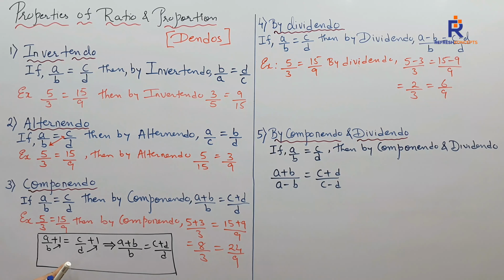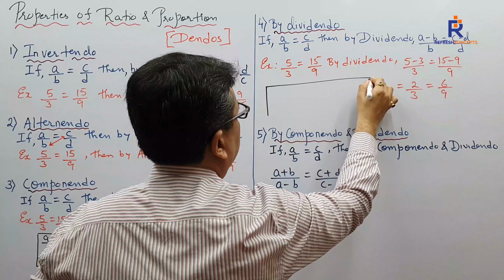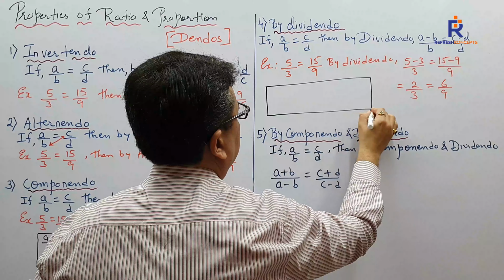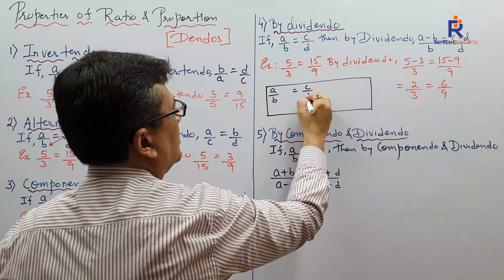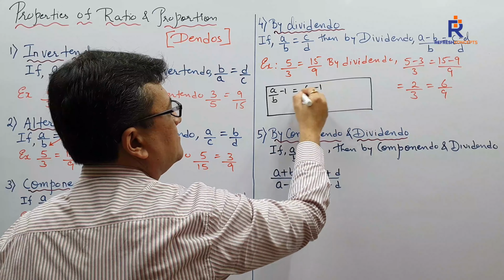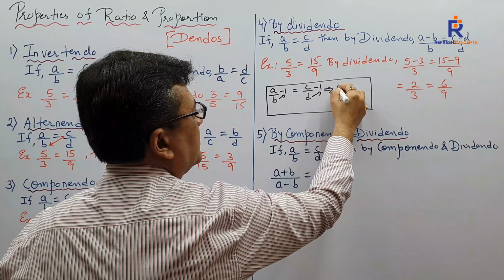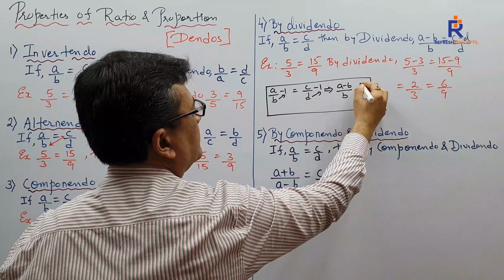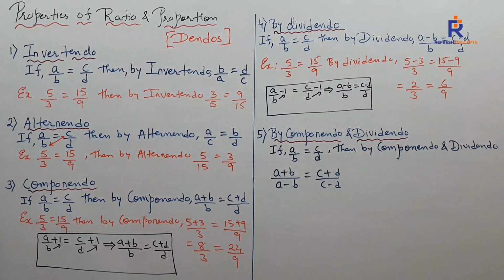The way in which I made you all understand this, that is adding 1 on both the sides, this is nothing but subtracting 1 on both the sides. So if A by B is equal to C by D is given to me, then what I am doing is subtracting 1. Again, working with the LCM, what do I get? A minus B by B is C minus D by D. That's what dividendo is all about.